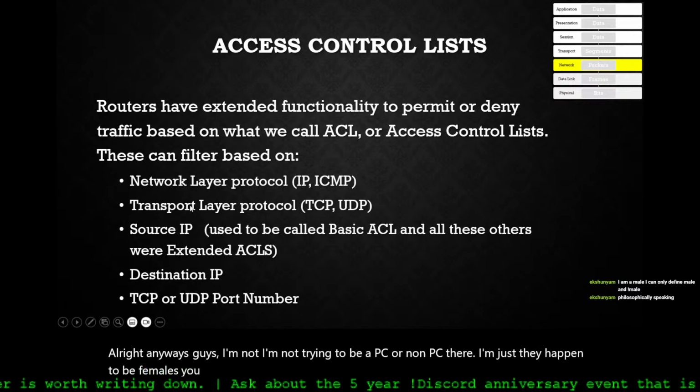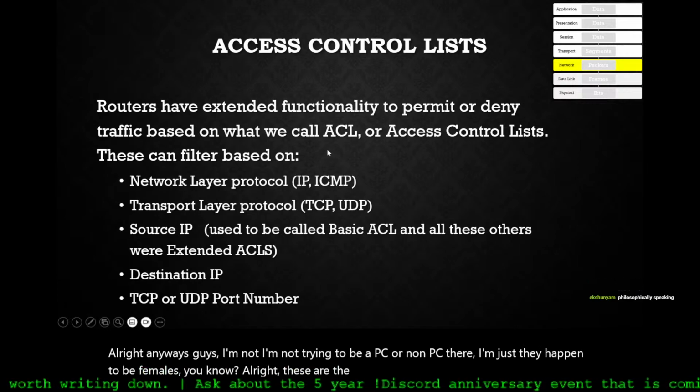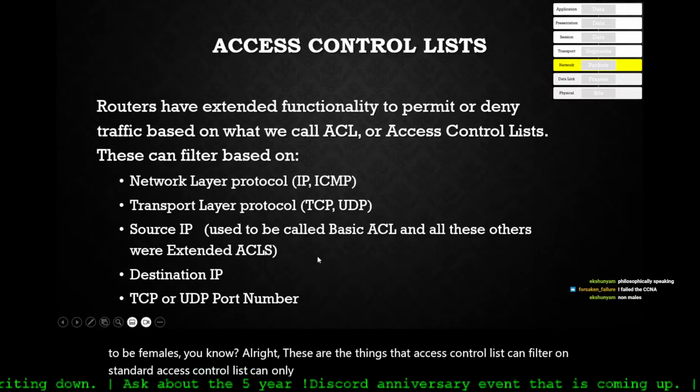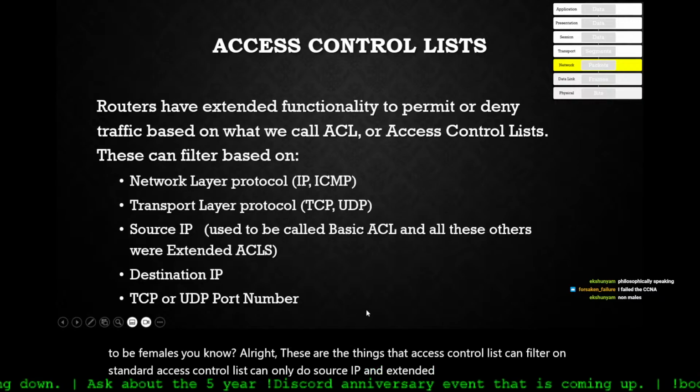All right. These are the things that access control lists can filter on. Standard access control lists can only do source IP, and extended access control lists can do all the other ones.